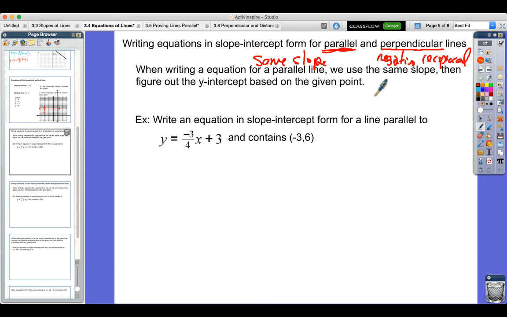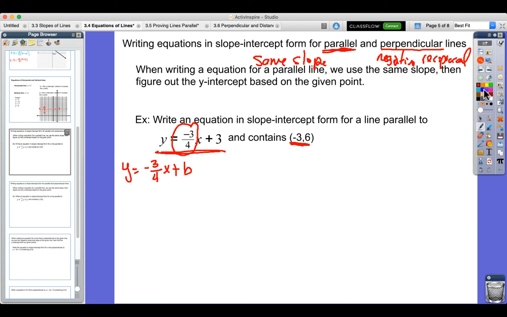All right. For this particular problem, it says write an equation in slope-intercept form for a line that's parallel to this line and contains these 2 points right here. So the only information we need from this line is what do you think, class? Yeah, the slope. We need the slope. So our new line will have the exact same slope. So it would be y equals negative 3 over 4 x plus, and it's not 3, because this line is parallel to it, not the same. We don't know what our b is right here.